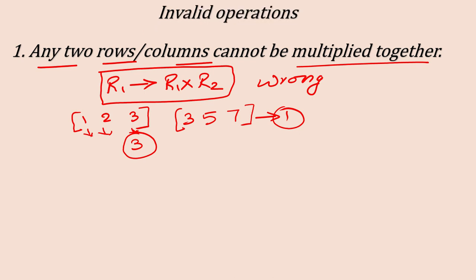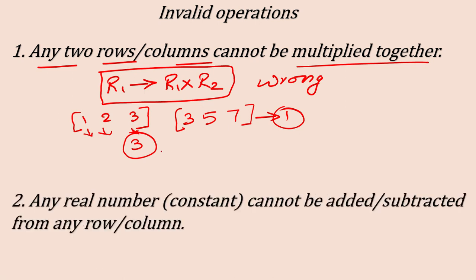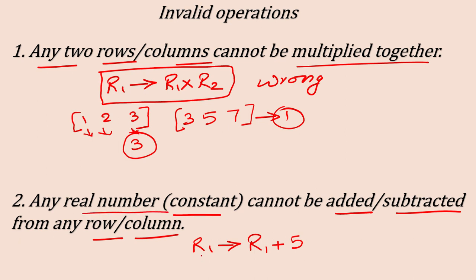Now the second invalid operation is that any real number or constant cannot be added or subtracted from any row or column. Means you cannot write like this, R1 replaced by R1 plus 5 or R1 minus 5. Okay, I'm sure you understand this sentence that I have written here. Any row or column cannot be added or subtracted with any constant number.